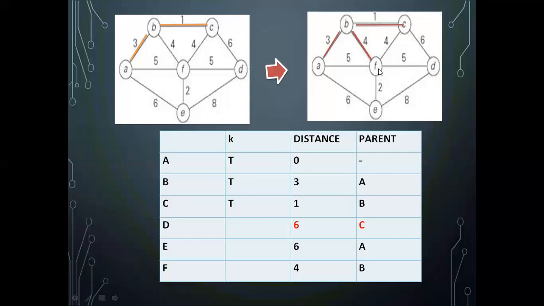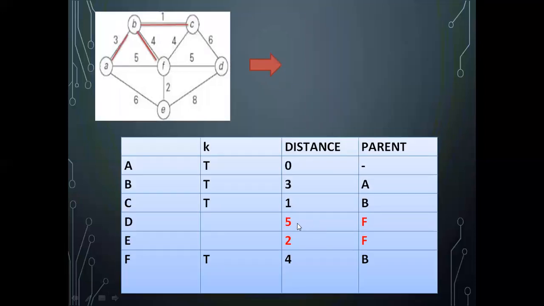What is the value for E? With respect to E, the value already existing is 6, so that should update to 2. Next is F to D. In the D column you also had value 6. That should also update. So F to D has updated to 5 and F to E has updated to 2.